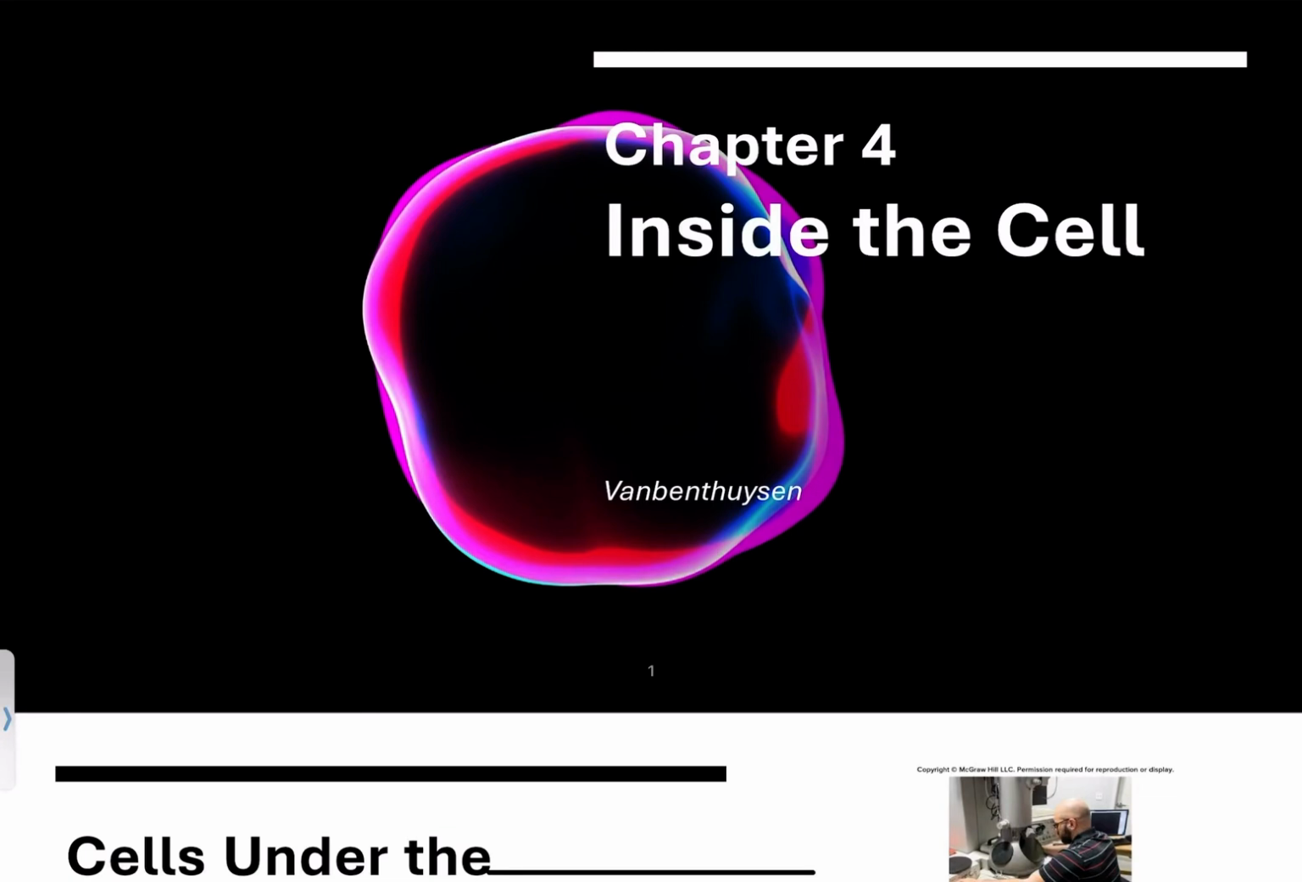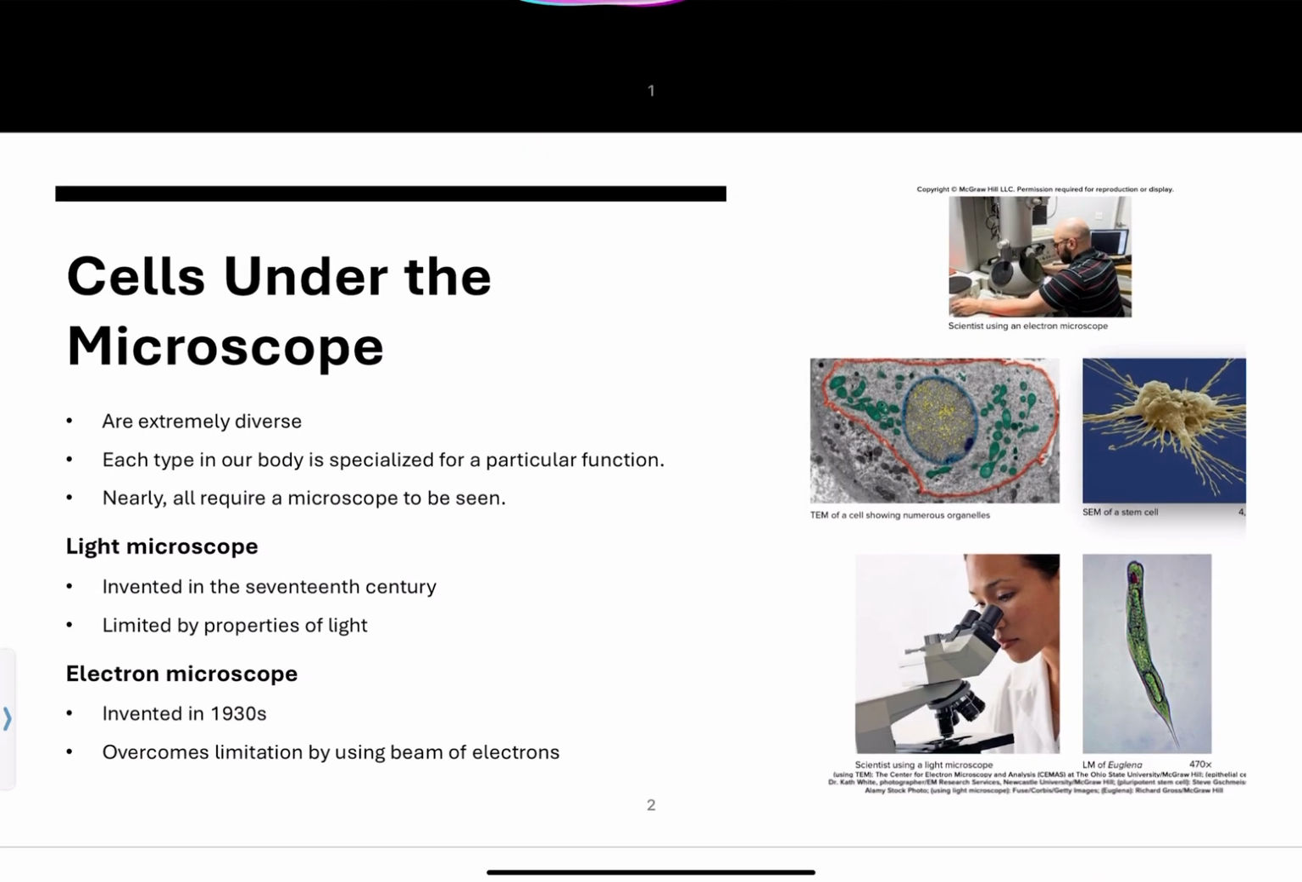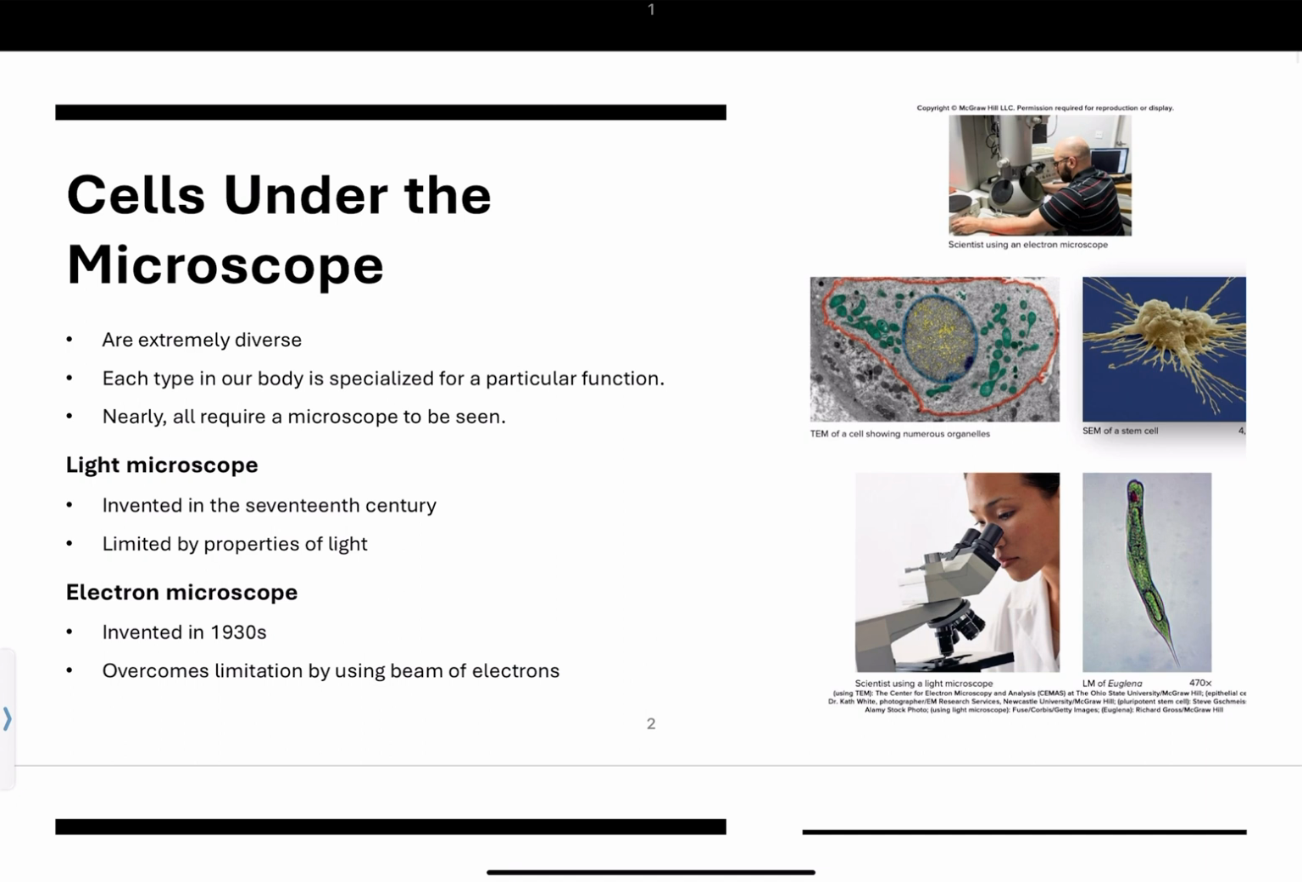Okay, in chapter 4, we're going to go inside of the cell because life as we know it happens inside of these tiny little units. So, first off, cells are incredibly diverse. Your body contains trillions of them, and nearly all of them are specialized to do a specific job. So, we have muscle cells that allow for contraction so we can move. We have nerve cells that are going to send really fast messages to your brain.